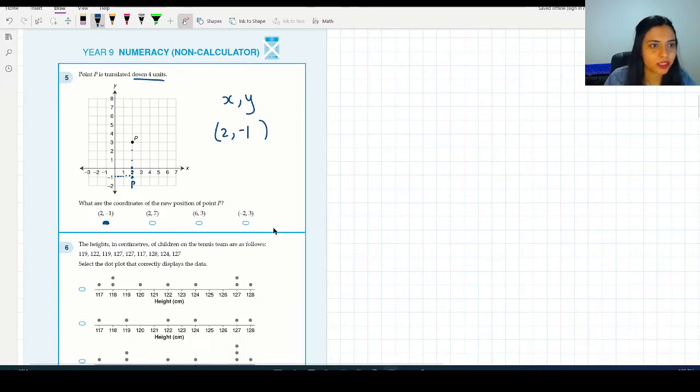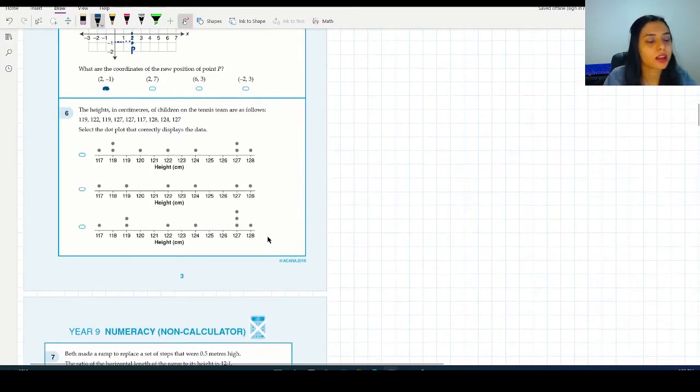Okay, so let's continue with question 6. The heights in centimeters of children on the tennis team are as follows. Select the dot plot that correctly displays the data. Alright, so each dot represents one child. So as we have one child with the height of 117, we would expect one dot on 117, and all 3 of them have that. Then we have no children with a height of 118 centimeters, but this option shows 2 children with that height, so we know that this is not the option.